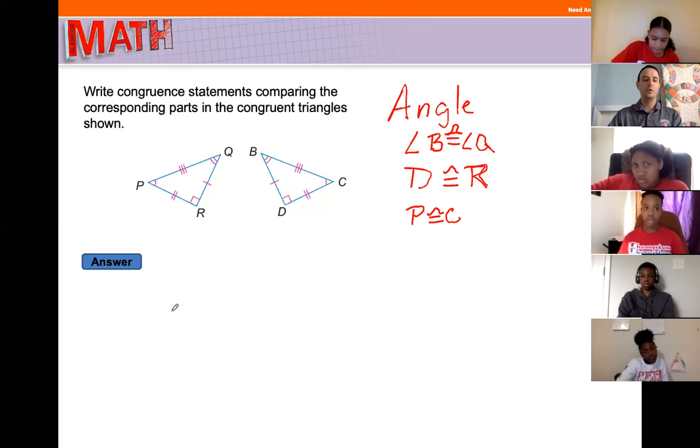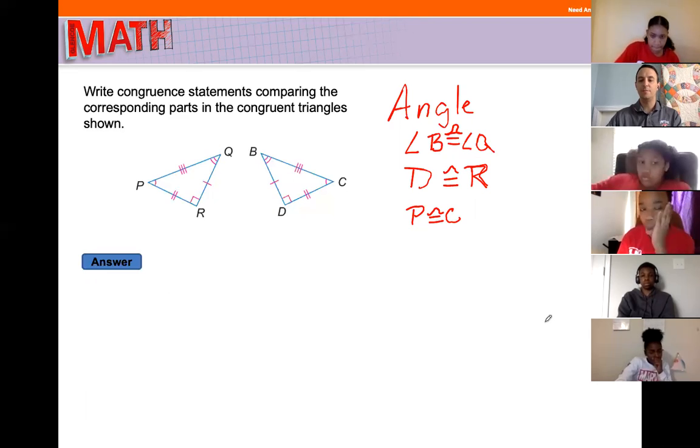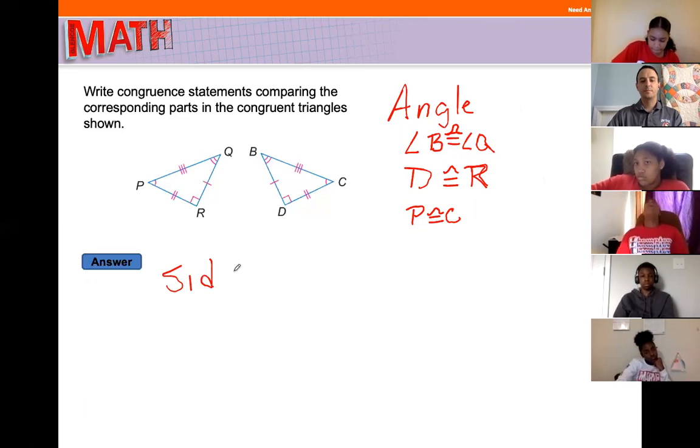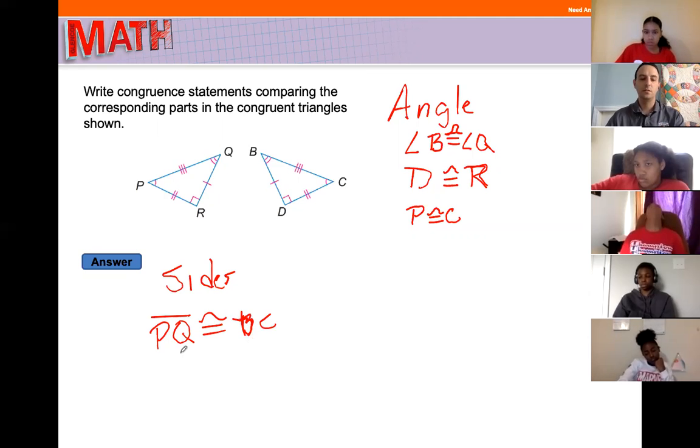Now what about the lines? What about the sides? Now other people that have not talked. Jalen, stop. What about the sides? 3 and the 3. Yeah, but what are the names for that? PQ and what? SQ. BC. BC is right. Good job, Nick. R and D. What about you, Miss Emma? Pick a pair.